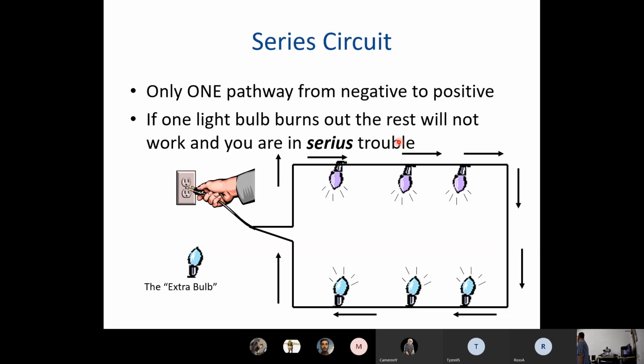Especially considering $3 doesn't buy you much anymore. And that's a series circuit, though. Everybody got that one? All right.